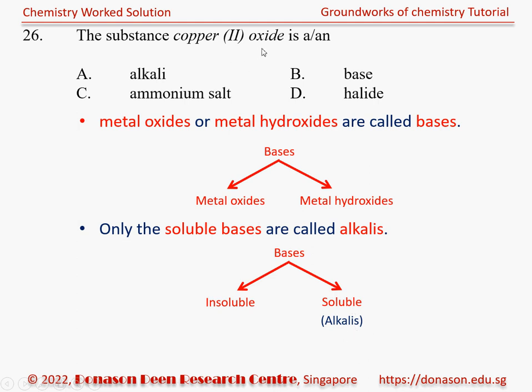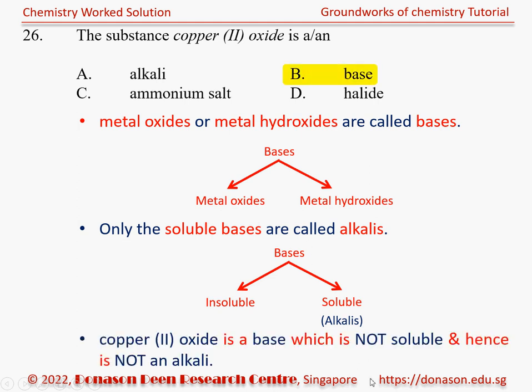Now, copper 2 oxide is not soluble in water. Therefore, we cannot call that an alkali. So, copper 2 oxide is only a base, and since it is not soluble, it is not an alkali. So, the substance copper 2 oxide is a base.